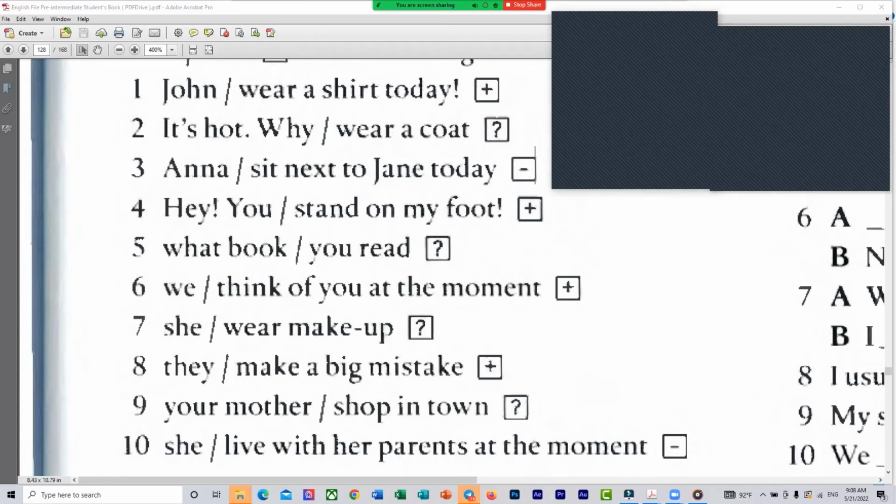Lisa, number 5. What book are you reading? Okay, correct. The form is, are you reading? Number 6, Chita. We are thinking of you at the moment. Okay, we are thinking of.